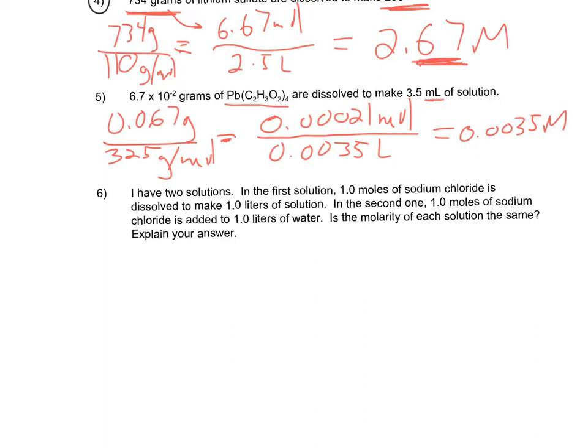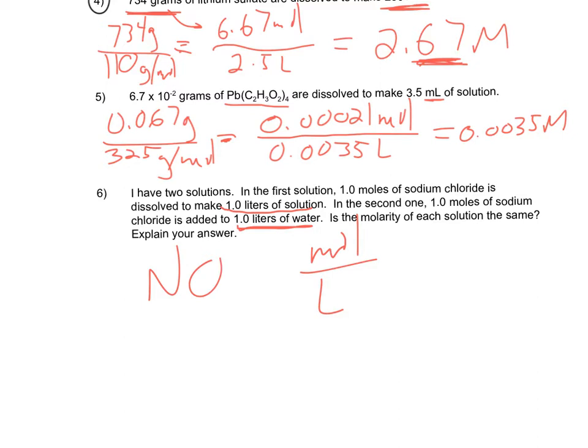Because, is the molarity the same? No, not quite. Because in the first solution, remember, molarity is moles per liter of solution. So the first one says it's a liter of solution. So when you're done, you've got the salt, you've got the water, the combination of those 2 substances takes up a volume of 1 liter. In the second one, you start with a liter of water, and then you add the salt to it. So the final volume is actually going to be more than a liter because you added something to something that was already a liter of water.